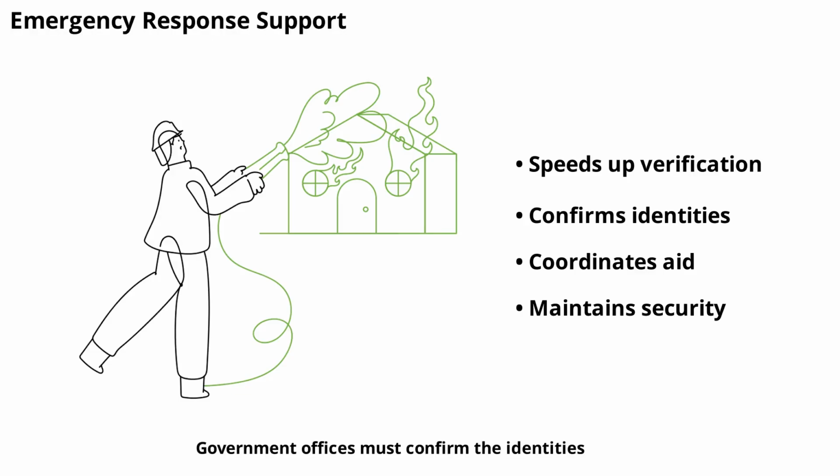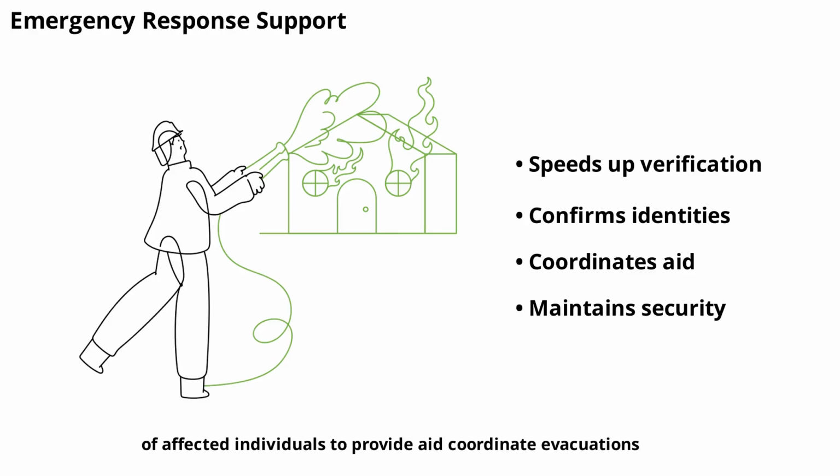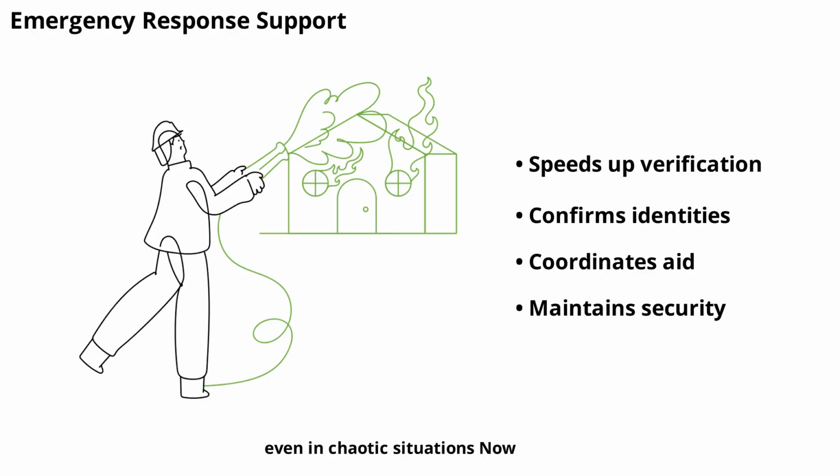Government offices must confirm the identities of affected individuals to provide aid, coordinate evacuations, or reunite families. Special protocols may be activated to speed up verification while still maintaining security. This ensures that help reaches those who need it most, even in chaotic situations.